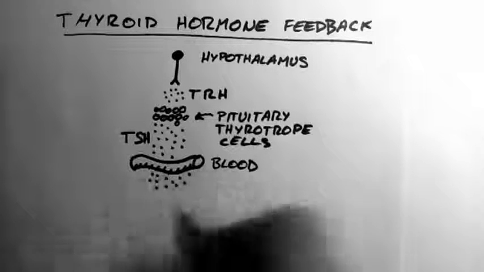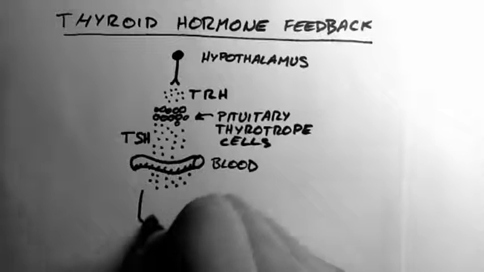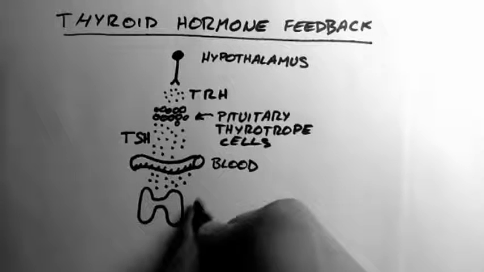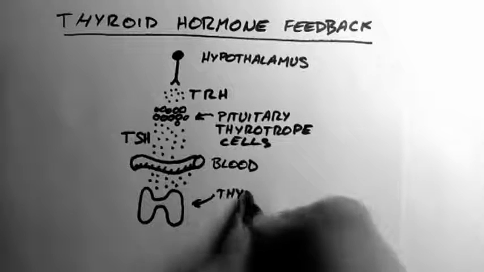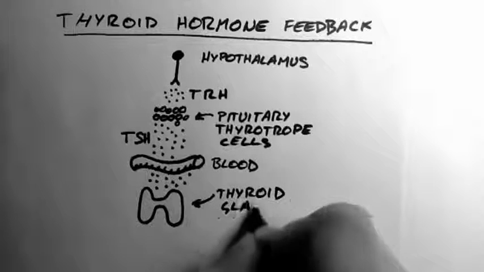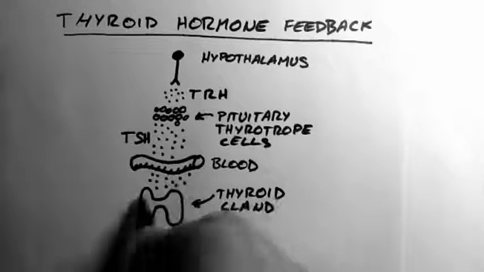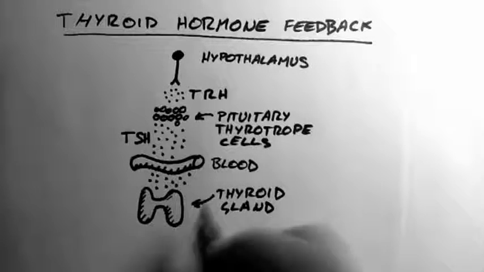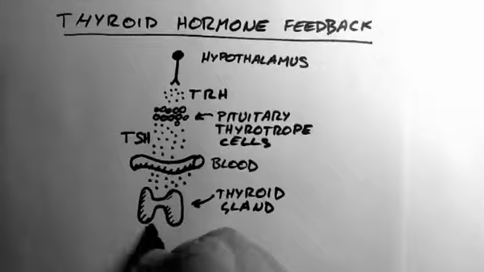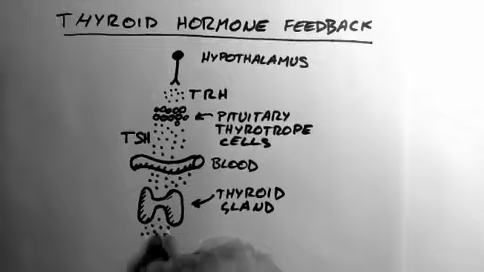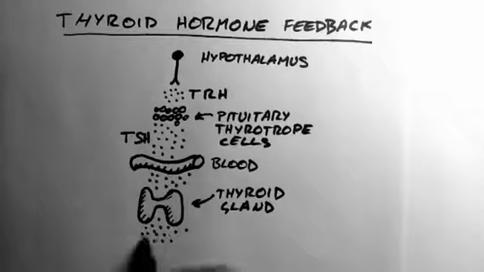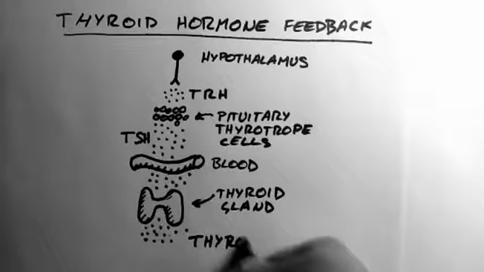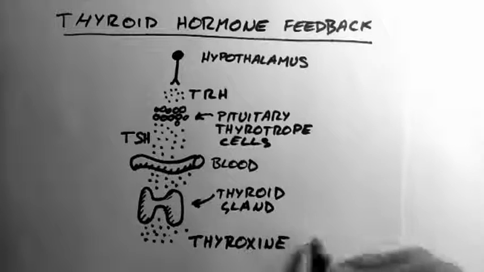And then it diffuses out of the bloodstream into the thyroid gland. The thyroid gland is then induced to release thyroxine, which is T4. It also releases T3, but that's not important here.